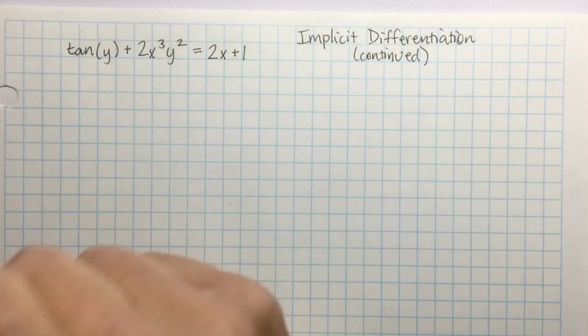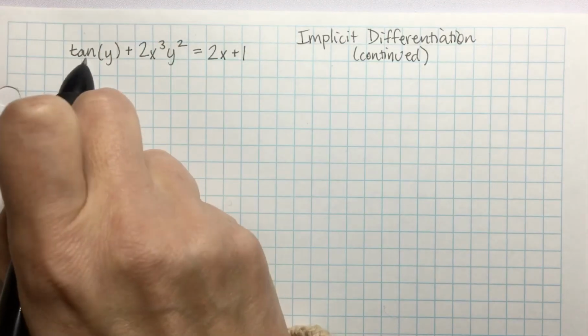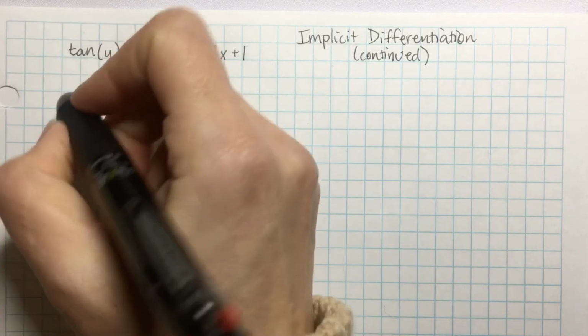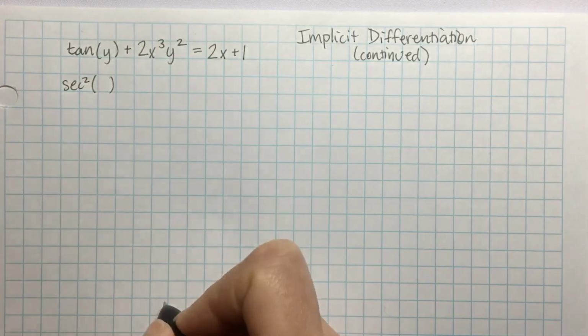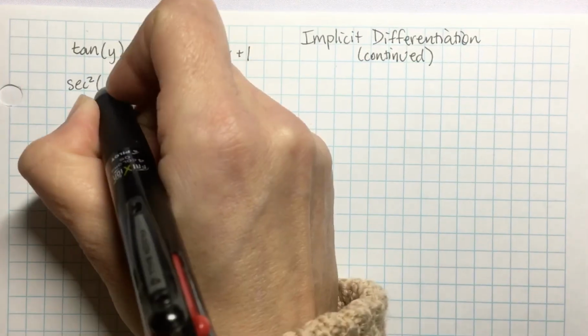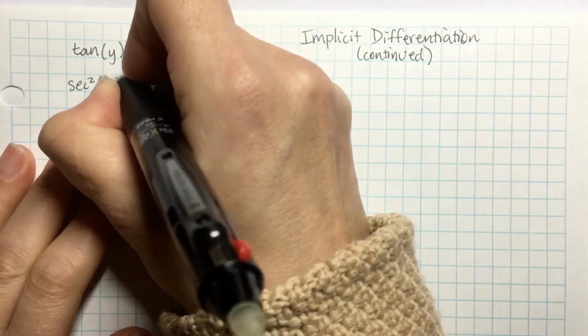Okay, jumping right in. So we have tangent y, so derivative of the outside. Because remember, chain rule. Derivative of the outside, so secant squared y, keeping the inside the same, times derivative of the inside.